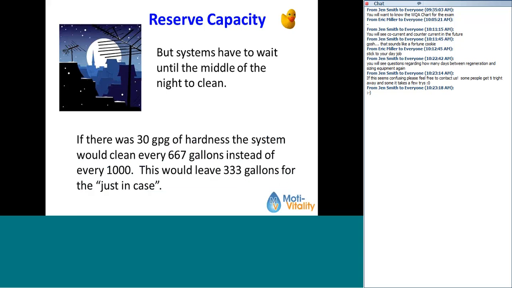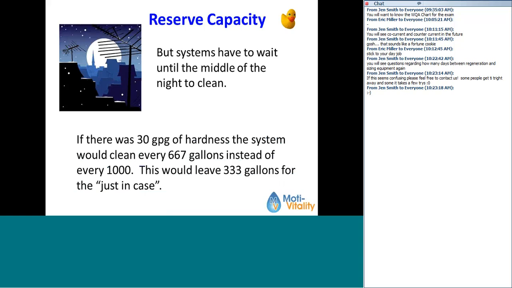Okay, so if there are 30,000 grains of hardness in the water, the system would clean every 667 gallons instead of every 1,000. This is a metered system. Let me just explain this to you. If you did not put the reserve capacity in there, the meter knows that it needs to clean every 1,000 gallons. That's because the system can remove 30,000 grains, which means it needs to clean every 1,000 gallons.